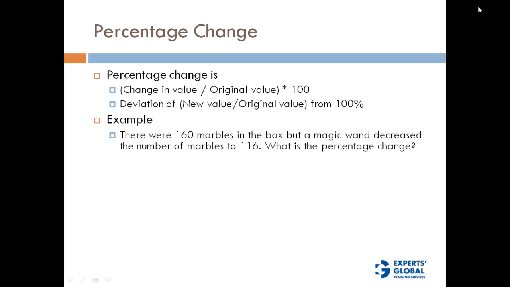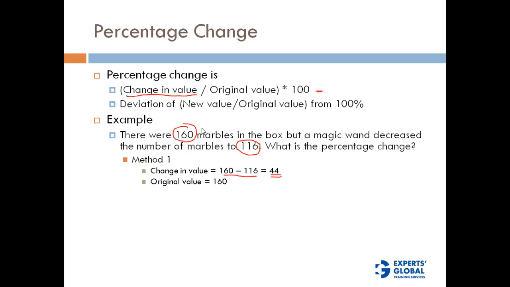There were 160 marbles in a box, but a magic wand decreased the number of marbles to 116. What is the percentage change here? Okay. So method 1, we'll look at this particular formula and get the answer. What do we need in this particular formula? We need change in value. So change in value is what? 160 becoming 116. So change in value is 160 minus 116, 44. Correct? Original value is what? Before the magic wand decreased the number of marbles, how many marbles we had? We had 160. So this is the original value.